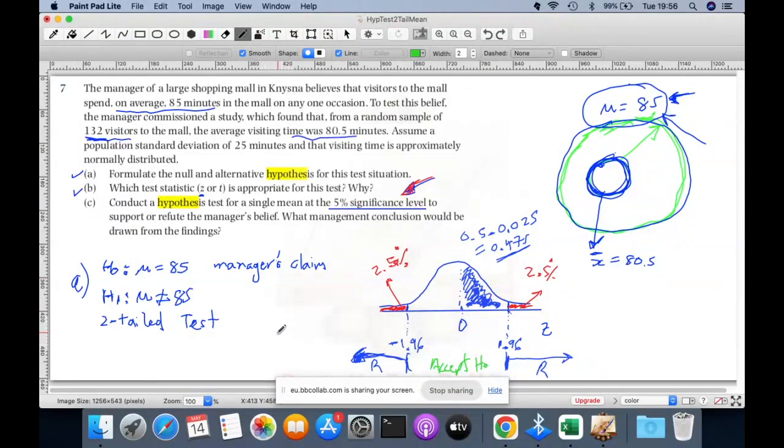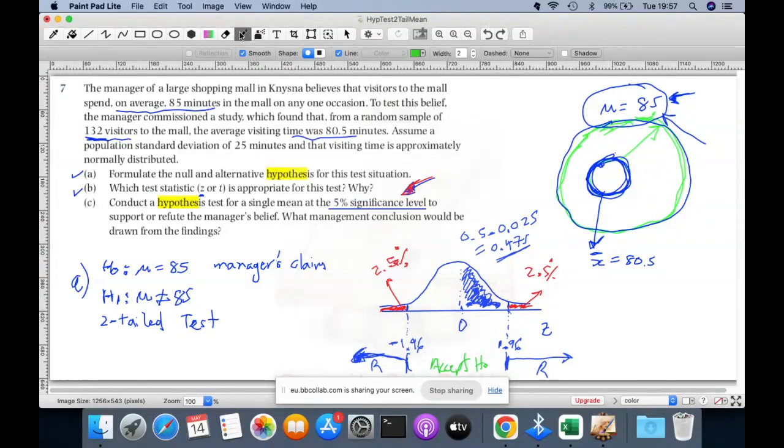The acceptance and the rejection is only regarding H naught. Okay, so remember that. It has nothing to do with H1. It only tells you whether you must accept H naught or reject H naught. All right. So now that you found your rejection regions, the next step is to determine whether we do accept H naught or reject H naught. In other words, do we accept the manager's claim or do we reject the manager's claim? And that's the next step.